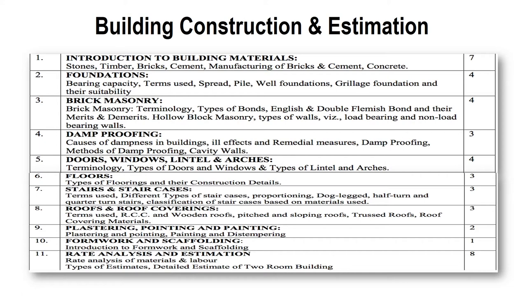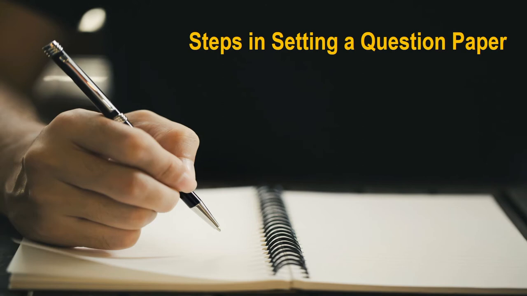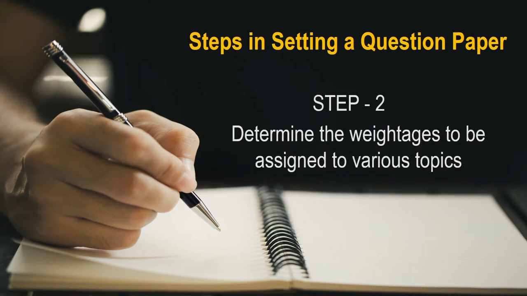Then the learning outcomes of these topics, if it is a class test for the first 3 topics and if it is all the topics to be covered in the end semester test, then the course outcomes need to be known to the paper setter. The second step is to determine the weightages to be assigned to various topics. Normally, if a person is setting a question paper, equal weightage is given to the various questions which are from the various topics. In other words, equal weightage is given to the various topics.